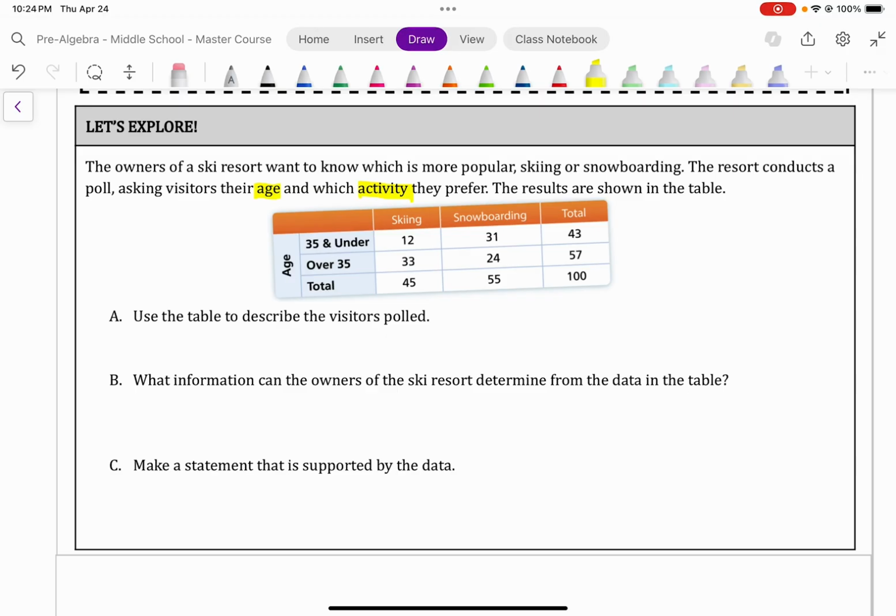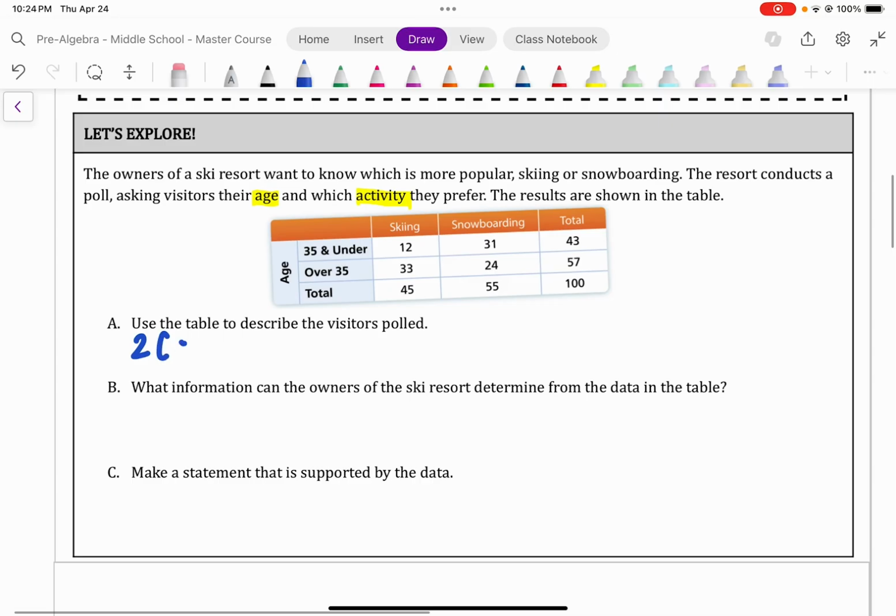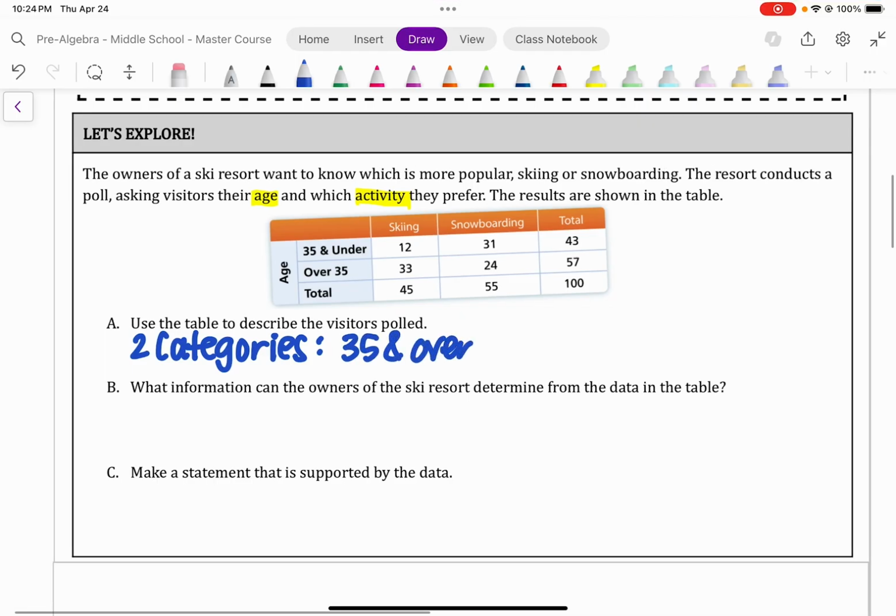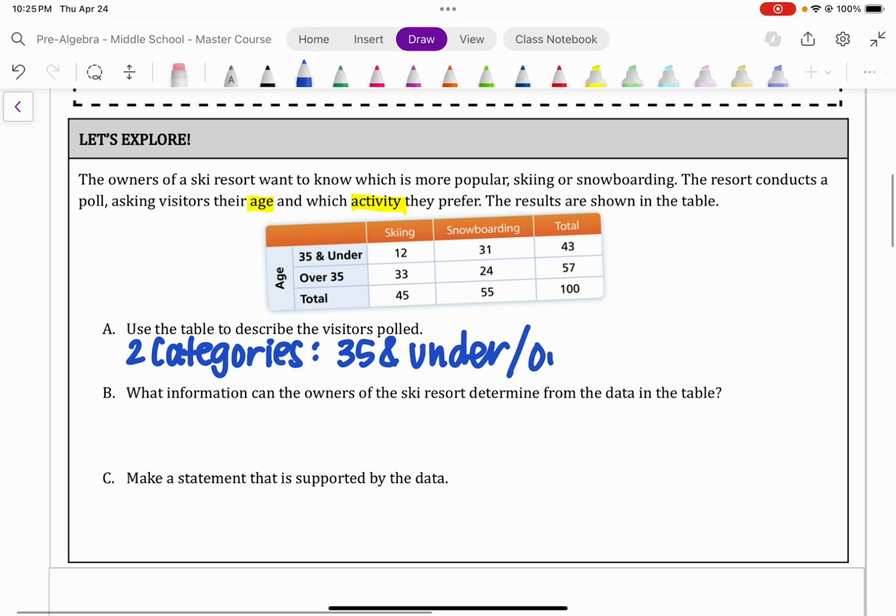So let's answer that question. Use the table to describe the visitors polled. So we grouped them into two categories: 35 and under, and then over 35.